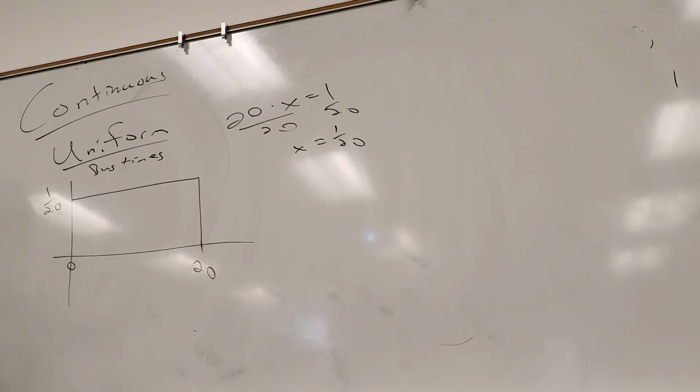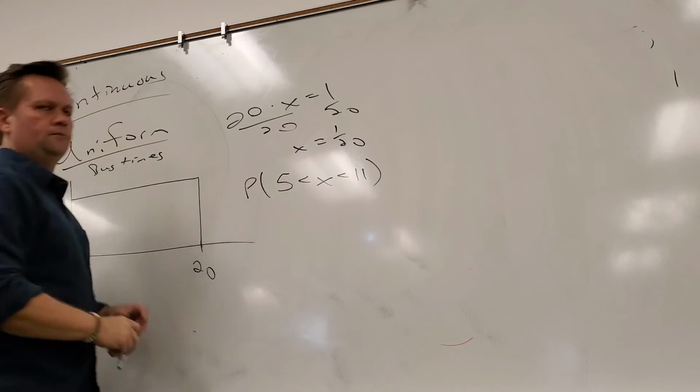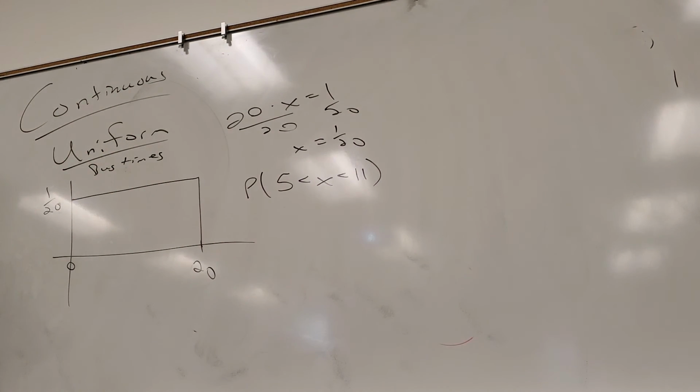So for example, now if I ask you what's the probability I have to wait between 5 and 11 minutes, can you draw that in here? Do it. Try it.